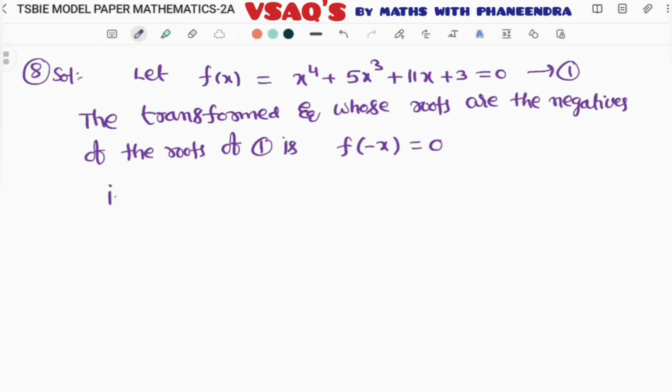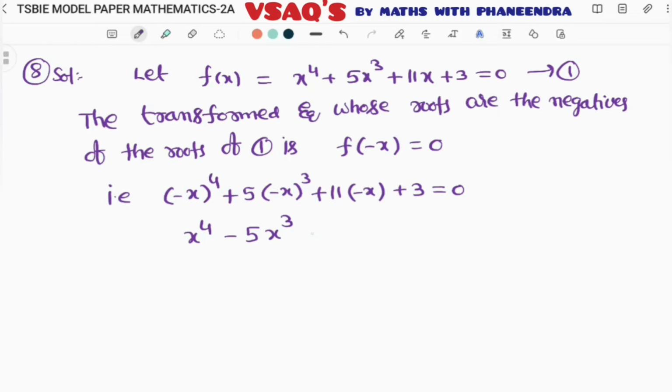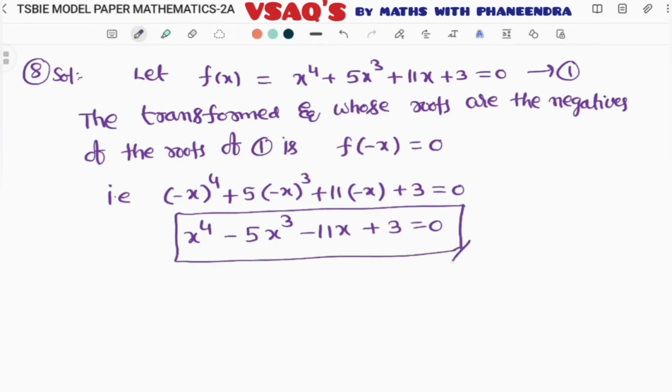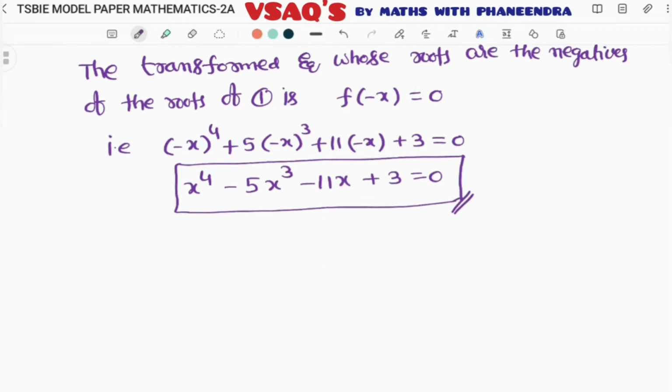That is, minus x whole power 4 plus 5 into minus x whole power 3 plus 11 into minus x plus 3 equal to 0. Therefore, x power 4 minus 5x cube minus 11x plus 3 is equal to 0. This is the required equation of the polynomial. We will move on to the next set of questions.